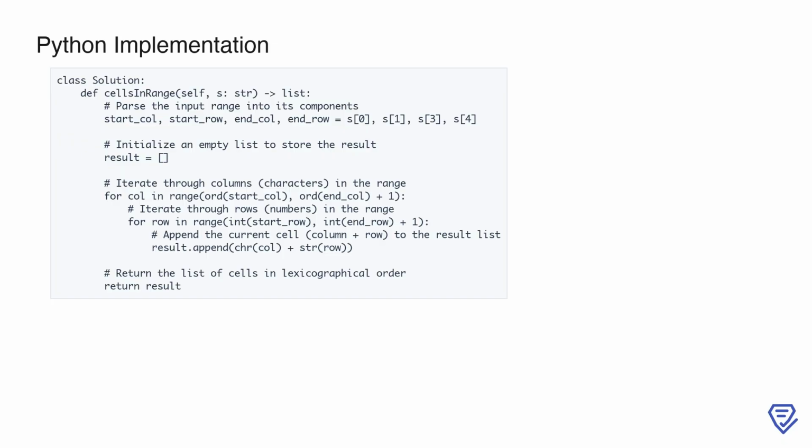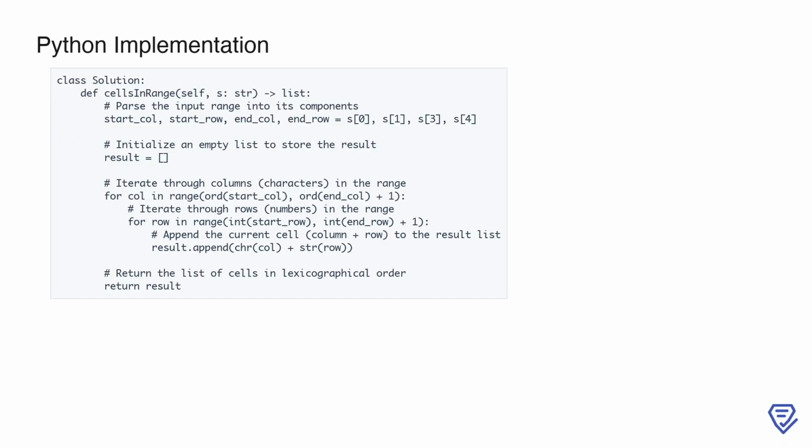The solution begins by defining the cellsInRange method, which takes a string s as input. The string specifies a rectangular range of cells in Excel format, such as A1:C3. First, the input string is parsed to extract the starting column, start_col, starting row, start_row, ending column, end_col, and ending row, end_row. These components are derived from specific indices in the input string: s[0] for the starting column, s[1] for the starting row, s[3] for the ending column, and s[4] for the ending row.